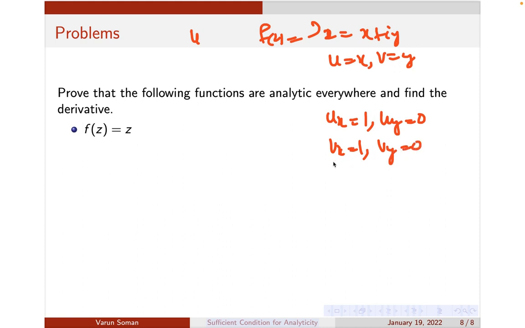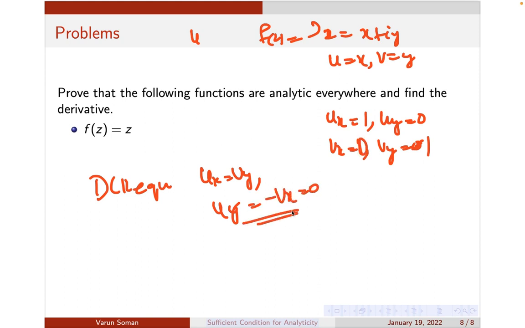Remember, in the first step, check the CR equations. What are the CR equations? ux is equal to 1, vy is equal to 1. So ux is equal to vy, and uy and vx are equal to 0 here. So uy is equal to minus vx, and both of them are 0. So CR equations are satisfied. From this you cannot say whether the function is analytic or not. You have to write one more condition.